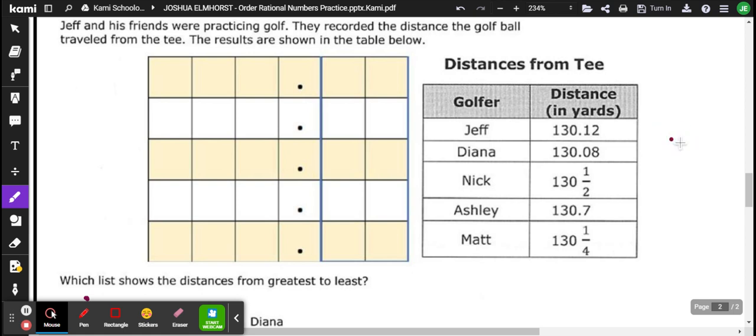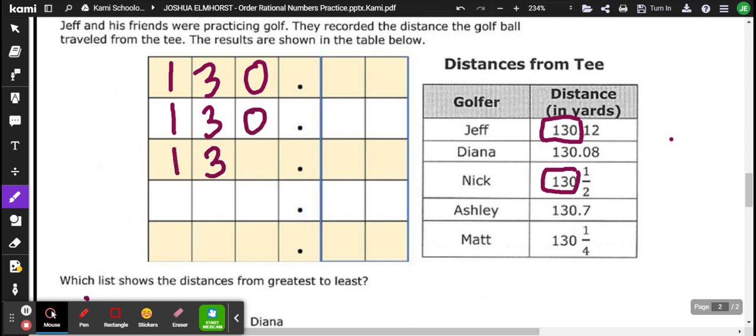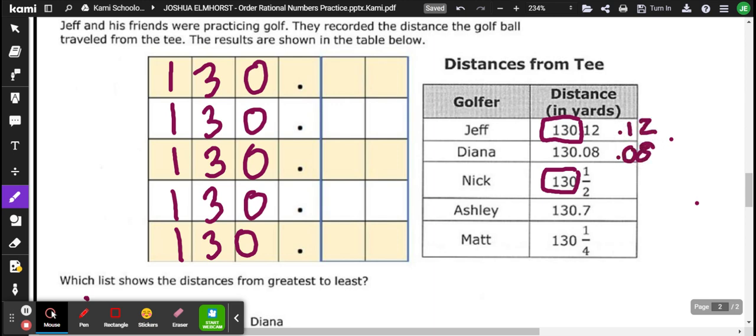Okay, so when we take a look at the next part here on page 2, the whole number in fraction or decimal form is not going to change. So 130 is going to go on the left side here. All of these, the focus is not on 130. All of them have 130. So you're going to look at the decimal place value to the right.